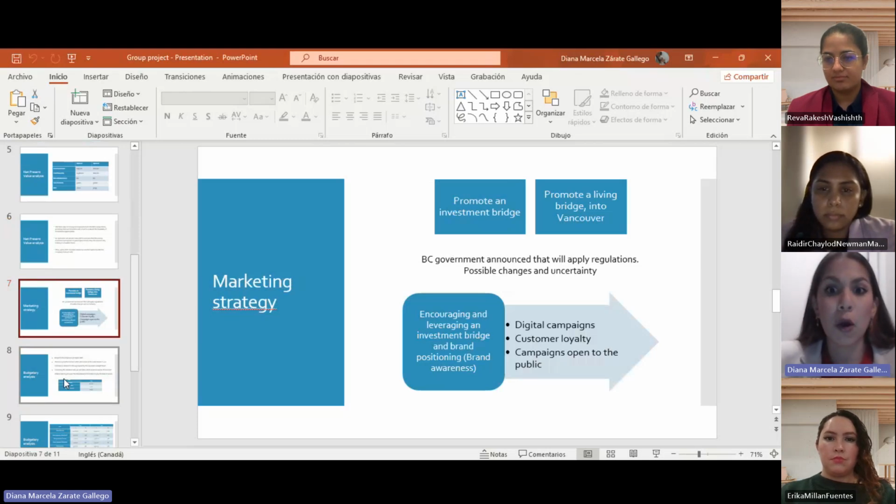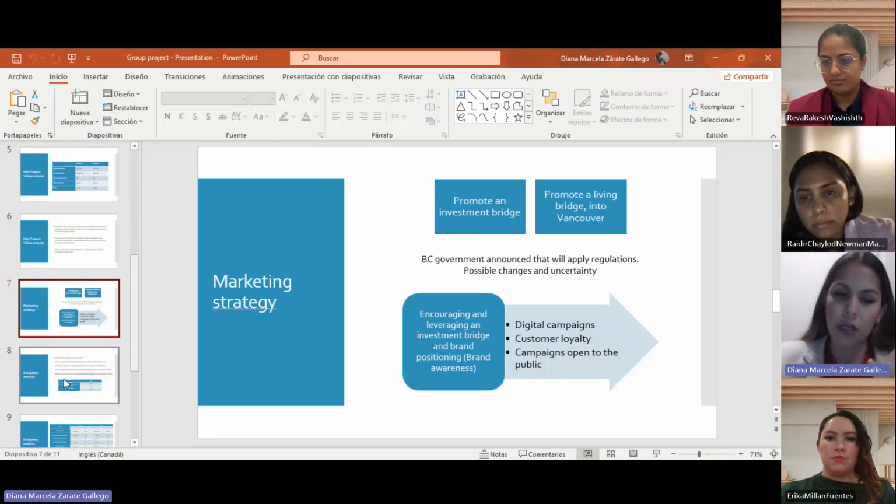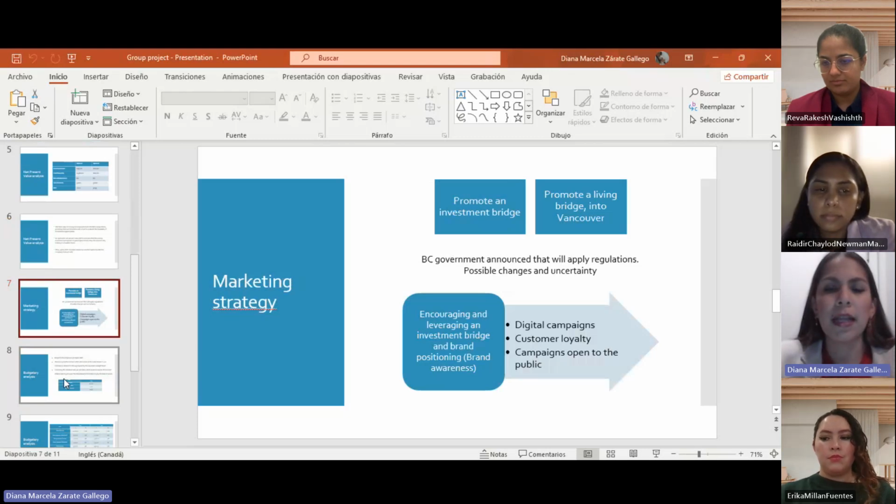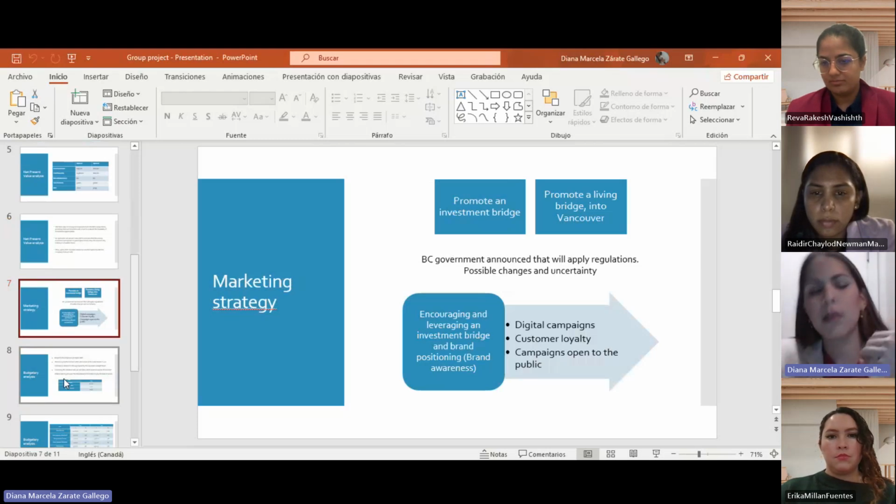So we recommend that the company focus their strategy on promoting an investment bridge, not promoting a living bridge in Vancouver. It's important that the company encourage and leverage an investment bridge and work very strongly on brand positioning, which is also called brand awareness.